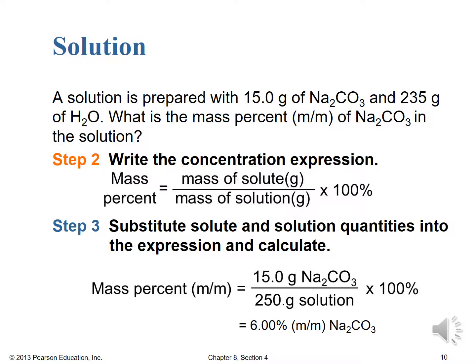So on to step 3, we can substitute in our solute and solution quantities and calculate, and we find that 15.0 grams of Na2CO3 divided by 250. grams of solution times 100% equals 6.00% mass per mass of sodium carbonate in that solution. So hopefully that's the same one you arrived at. Maybe some sig fig issues, but hopefully not. Hopefully you've got the hang of those and you're ready for more. If you do need some help, please, as I said, don't hesitate to reach out for help.